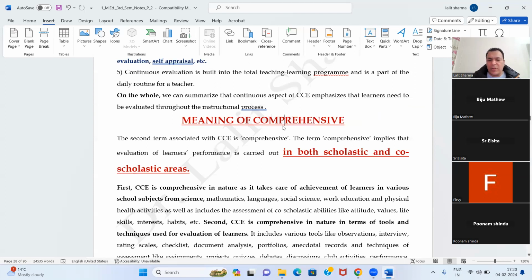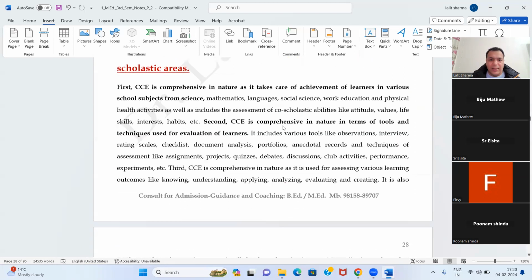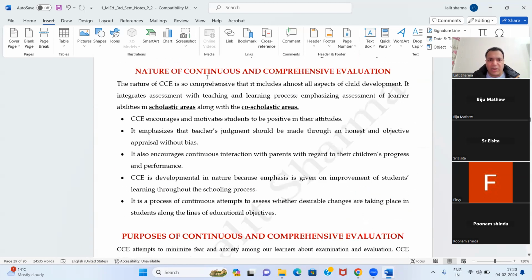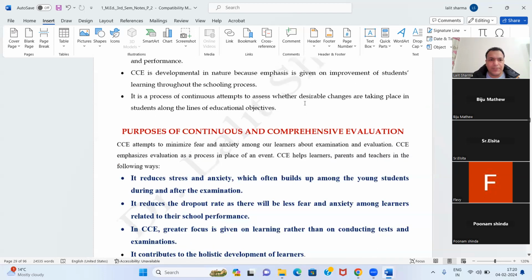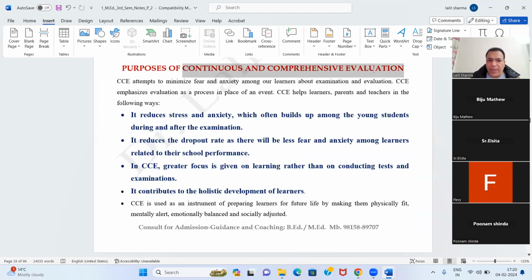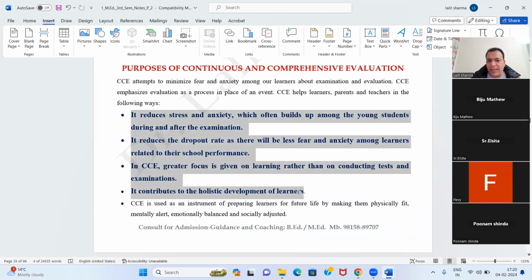So ये देखो comprehensive, continuous means continuously, periodically, and comprehensive means both academically as well as co-curricular activities, as well as extra co-curricular activities. अब ये देखो nature of a continuous and comprehensive evaluation है. अब purpose of a continuous comprehensive evaluation क्या क्या purpose है? ये देखो बड़े important points हैं guys.